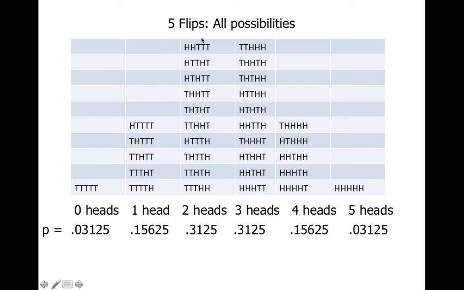Given 5 flips, here are all the possibilities of our experiment. There's one way in which you can get 0 heads. There's 1, 2, 3, 4, 5 ways in which you can get 1. There are 10 ways in which you can get 2, 10 ways in which you can get 3, 5 ways in which you can get 4, and 1 way in which you can get 5. And here are the relative frequencies, or what we think of as probability.